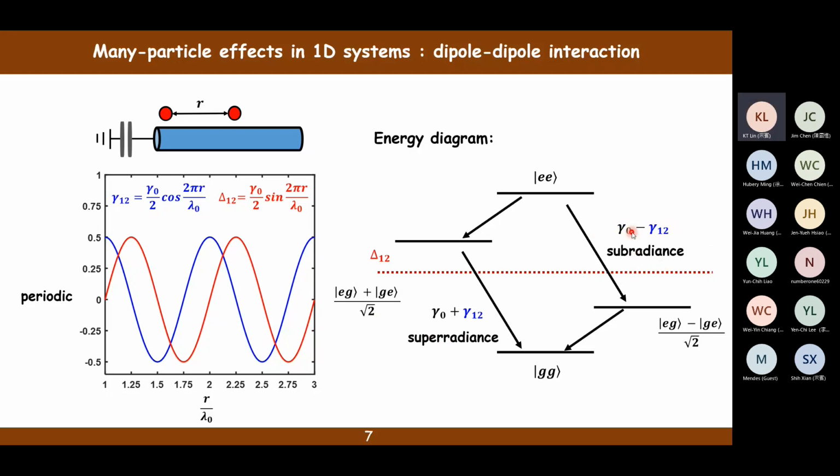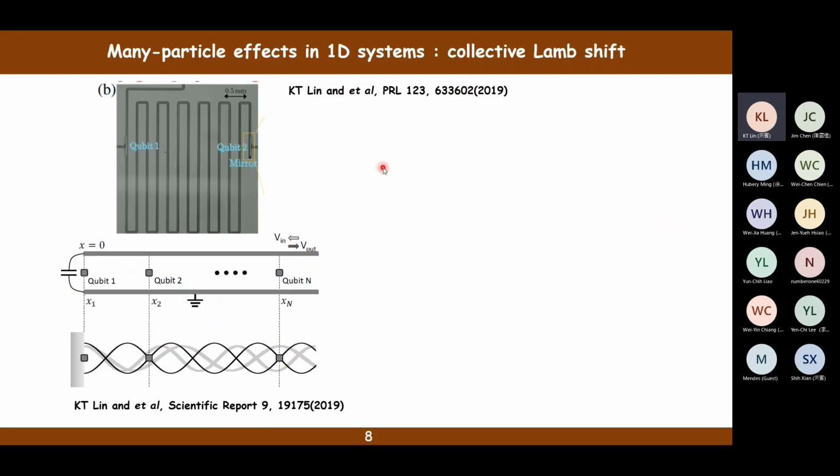And this dipole-dipole interaction has also been observed experimentally. We worked with Professor Ho's group. They performed the experiment, and we did the theory part. This is our experimental setup. We have a transmission line and two qubits, and here qubit 2 is put in front of the mirror. We get a two-qubit system, and the corresponding model is like this.